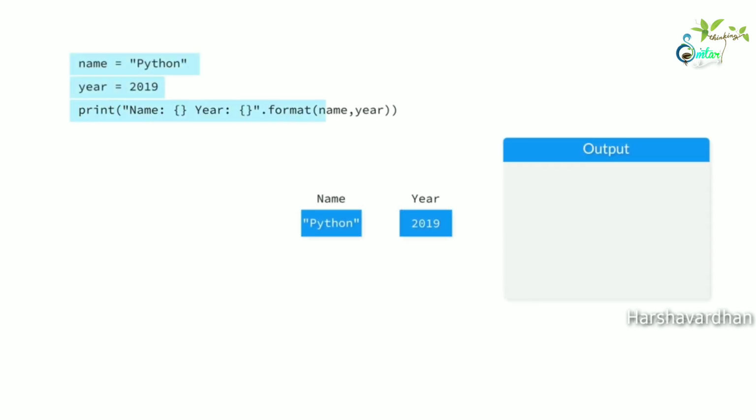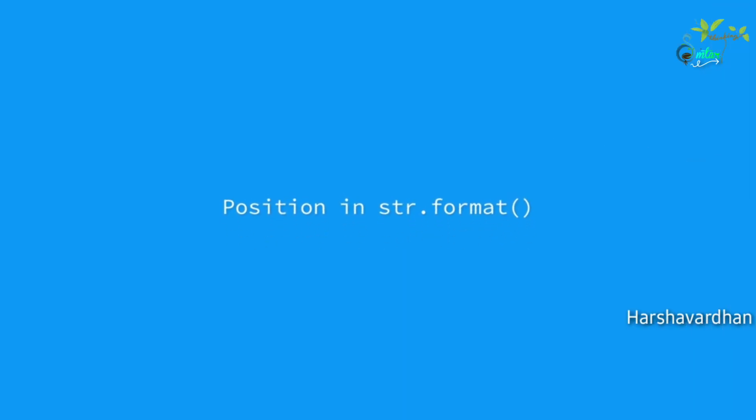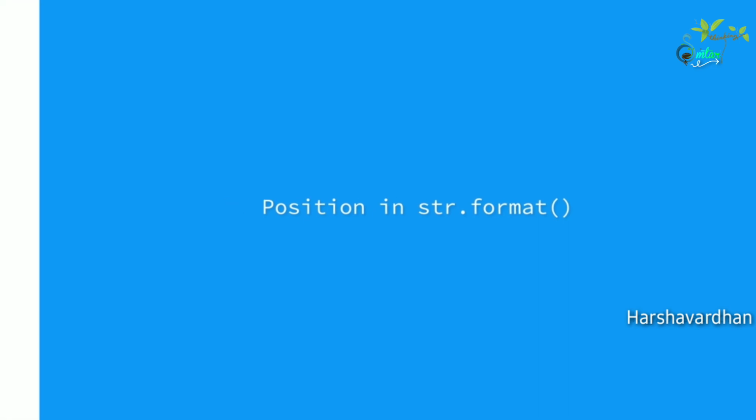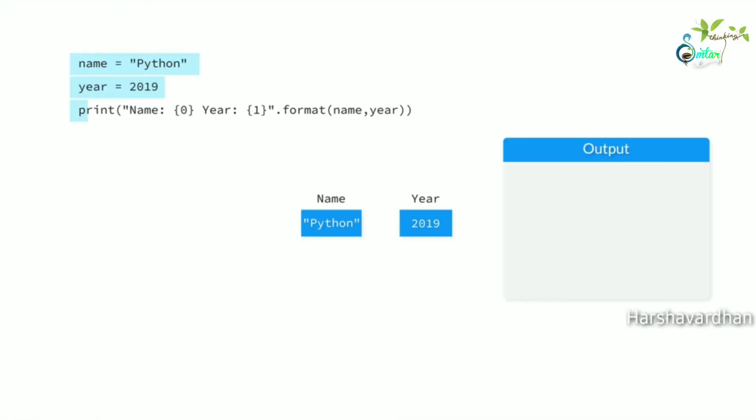The next method is using the string.format method. Here the string to be printed is written first, followed by .format with the variable names, and the curly braces will be replaced by the value of the variable. We can also use the positional string formatting method, where according to the position value, the value of the variable will be printed. Here we can see {0} and {1}, and the first variable we have is name and the second is year. So for 0, the first variable name will be printed, and for 1, the second variable year will be printed.